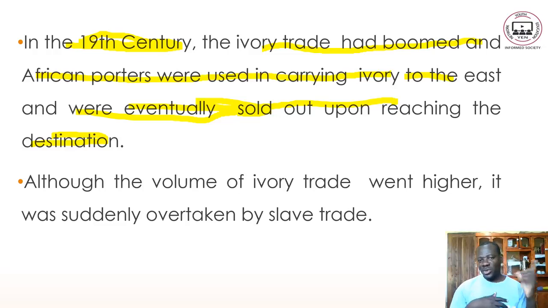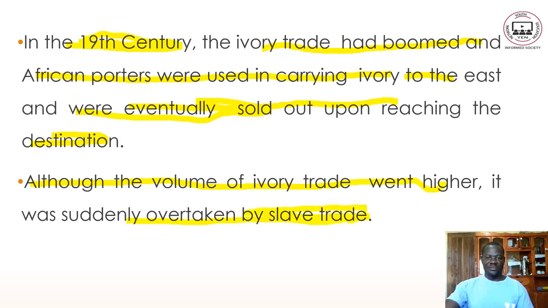Upon reaching the coast, those Arabs sold the ivory to the buyers. Apart from that, they were also selling those porters, the people who assisted them to carry. They would say, you can even buy these people and go with them. Then, slave trade there. It was like that. So although the volume of ivory trade went higher, it was suddenly overtaken by slave trade.